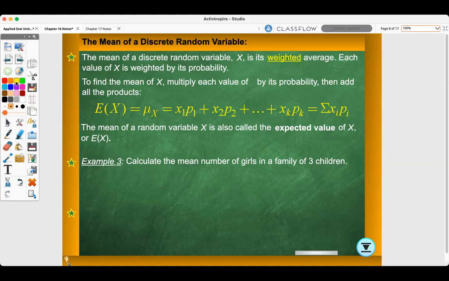Example 3. Calculate the mean number of girls in a family of 3. So this would mean I'm finding the mean of x. When I have 0 girls, I would multiply that by the probability of 1/8. Plus, when I have 1 girl, that would be multiplied by its probability of 3/8. So we're referring back to that example 1. When I have 2 girls, that would be multiplied by the probability of 3/8. And when I have 3 girls, that would be multiplied by the probability of 1/8 because that was its probability. We take these, add them together, so we would have 3/8 plus 6/8 plus 3/8, which would give me 12/8. And my expected value would be 1.5 girls.